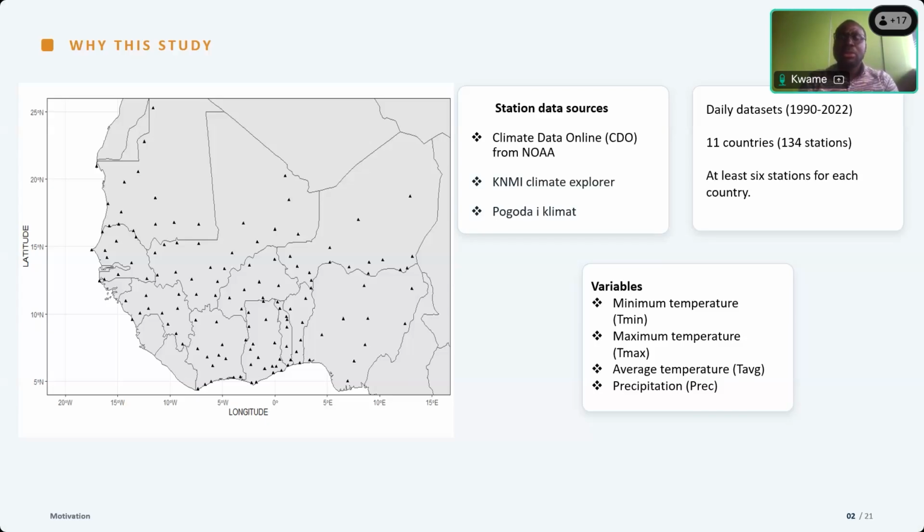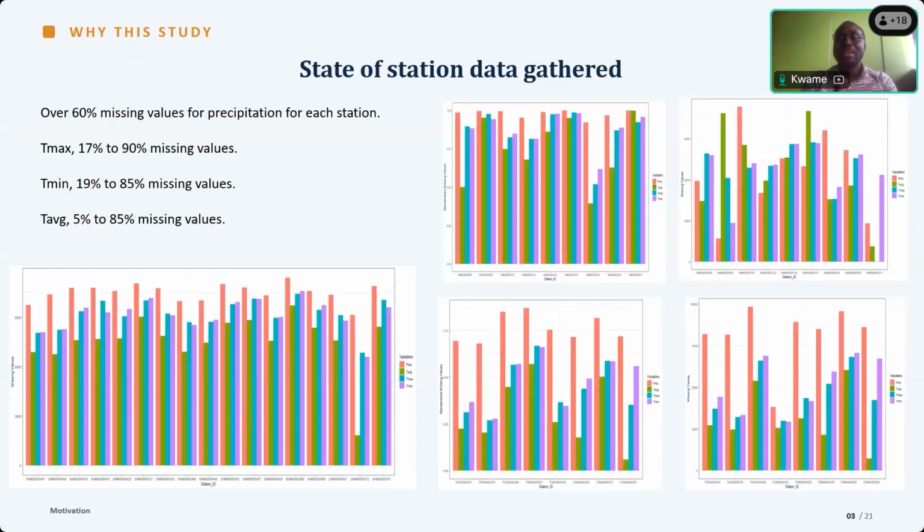In all, I was able to gather 134 stations from 11 different countries across West Africa. The countries that I selected were countries that at least had 6 stations available. My initial target was minimum temperature, maximum temperature, average temperature, and precipitation. Now, after gathering all these data sets from the stations, the first thing I decided to look at is how the data looks, the data gathered from the various meteorological stations online.